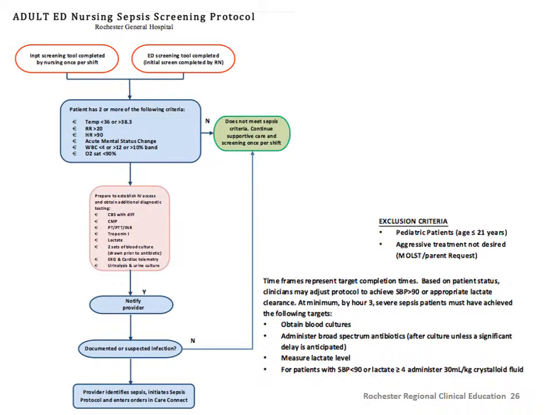This is the new adult ED nursing sepsis screening protocol. This is a one-step change from the original. It allows nurses to place an IV and draw necessary labs immediately after the patient is screened positive for 2 or more of the SIRS criteria, which we have mentioned earlier.